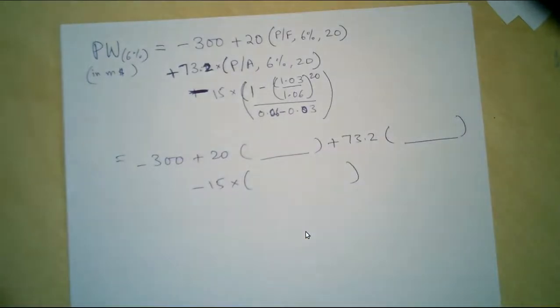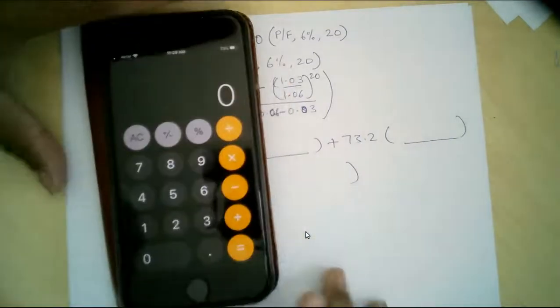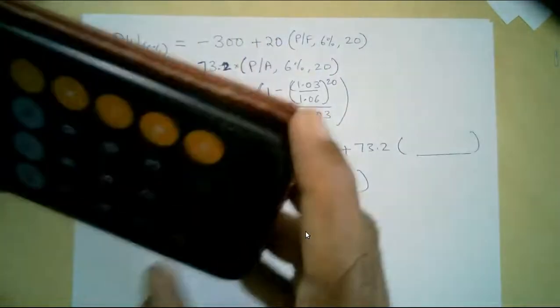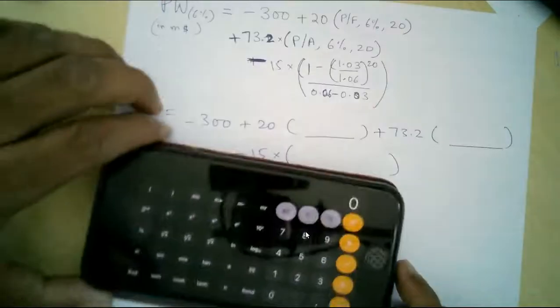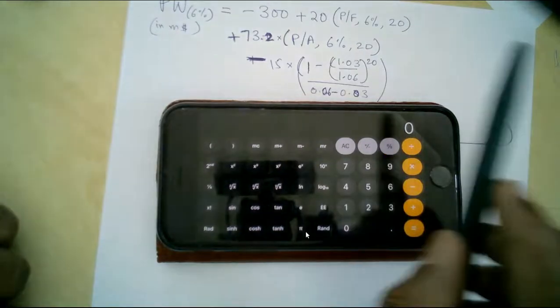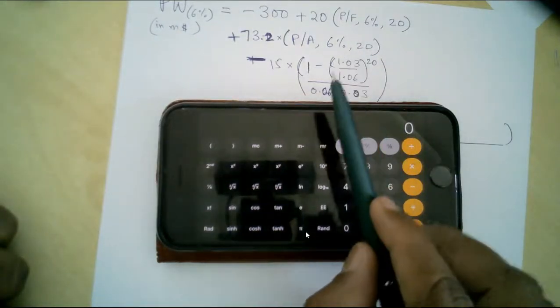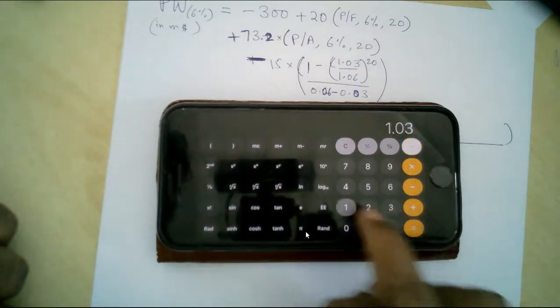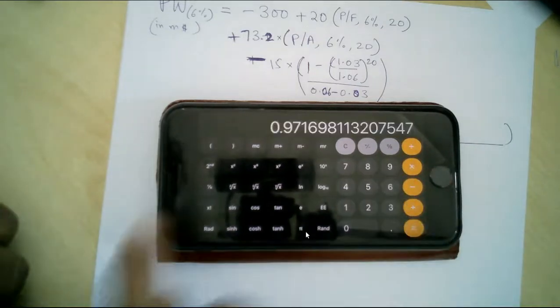So how do I do that calculation? Quickly have a look at my calculator now. Now I need to calculate this amount. I think I need a scientific calculator, so I just turn it like this. First let us take this quantity, 1.03 by 1.06. So 1.03 divided by 1.06, and I got that value.